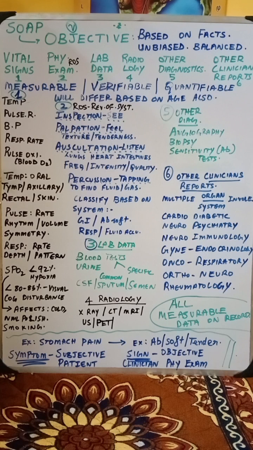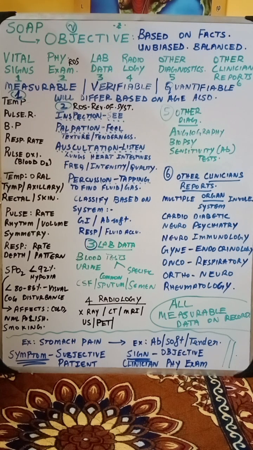This is part 2 of SOAP, where we already discussed the subjective things. Now we are discussing the objective. What is going to come under objective? We already saw that objective means it is all based on facts, unbiased, balanced, and those that are measurable, the data on record that are measurable. These are what are called objective measurements.